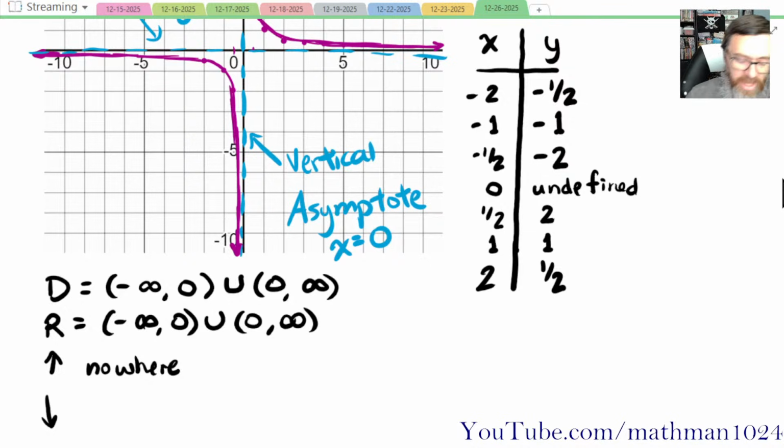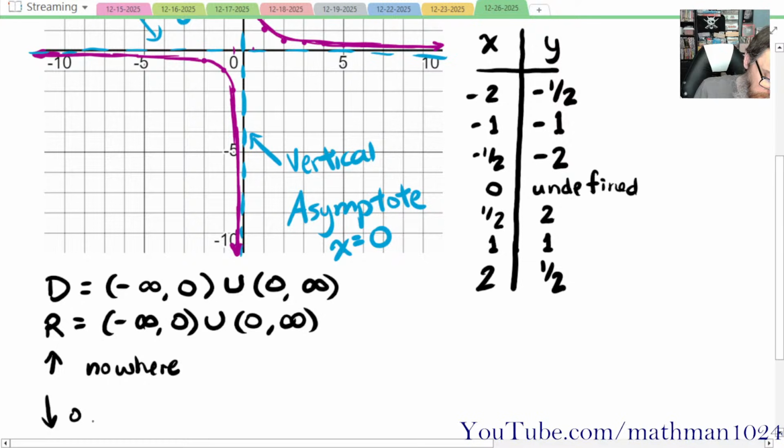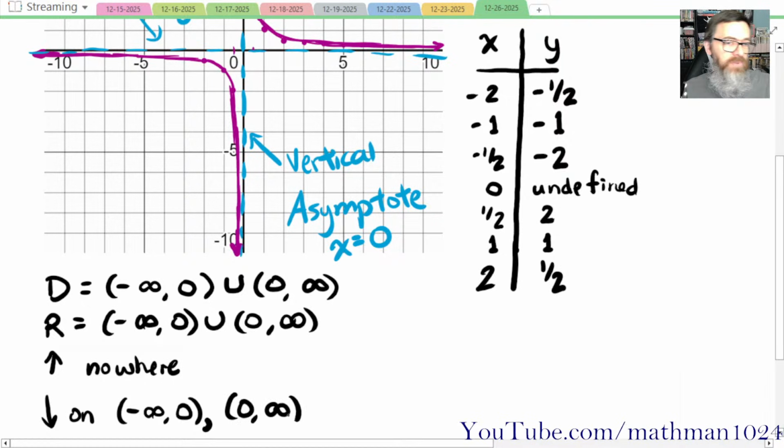say that. What we will say is that it's decreasing on the interval from negative infinity to 0. That is one complete interval where it is decreasing, comma, and then it's decreasing again from 0 to infinity. We can't actually put a union sign in between that.